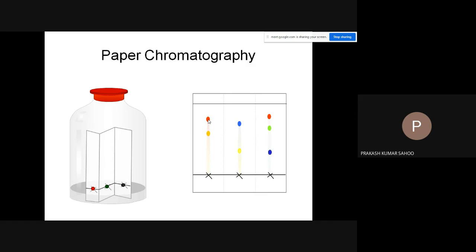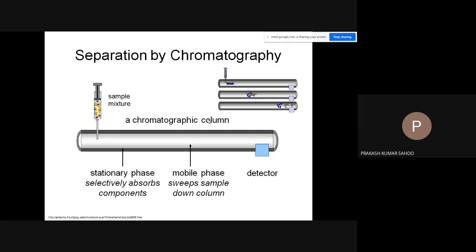Okay. Then we have column chromatography. This is just a separation by chromatography. Just see this one. This is the sample mixture we will put here, and this is the static phase. Okay, so this is the stationary phase, the bottom one, and it is just like your silica gel or something. This is the mobile phase, and this is a detector.